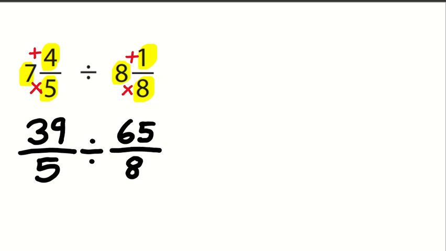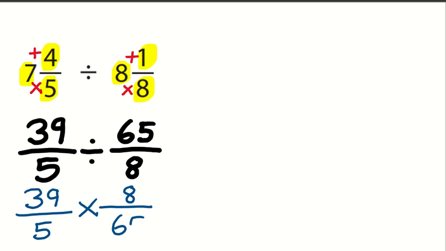Now, let's do our keep, change, flip. Yeah, that's an action. Everybody's going to know how we're dividing fractions. So we're going to put 39 up top, 5 on the bottom. We keep that. We change the sign to multiplication. And now we flip. We're going to put our 8 up top, and we're going to put our 65 on the bottom. Now, let's do our diagonal trick.